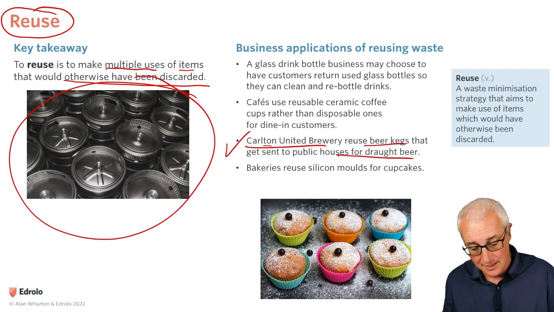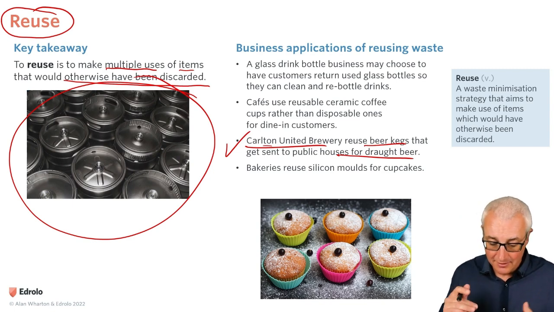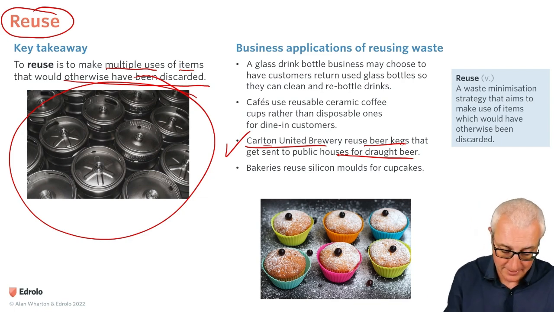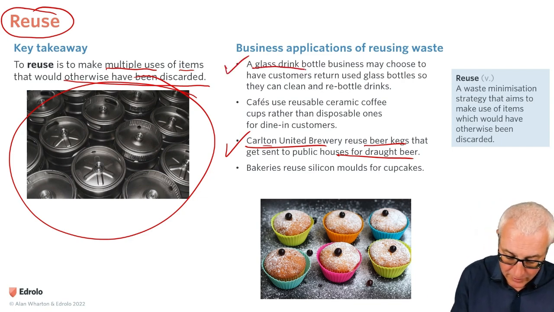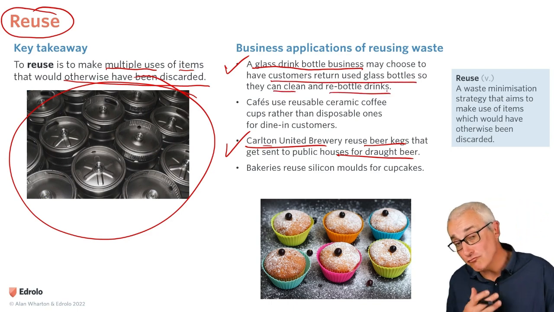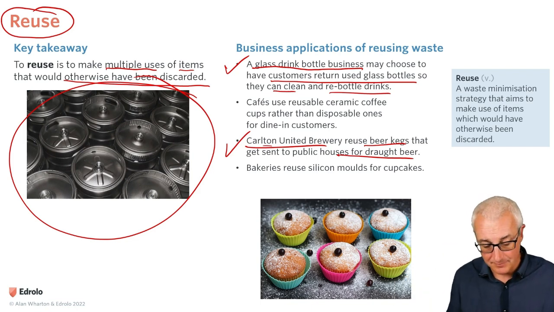Okay, that's the Carlton United Brewery example for their pubs and public houses, but there's plenty of other examples here. Okay, so reusing the waste to prevent it going to landfill. Another one here is a glass drink bottle business may choose to have customers return used glass bottles so they can clean and rebottle the drinks. You're going to reuse the bottles time and time again.